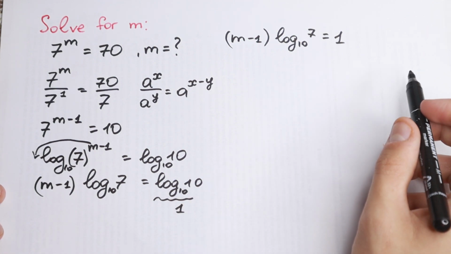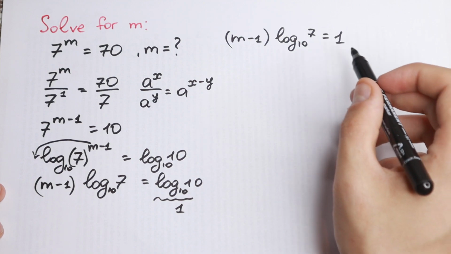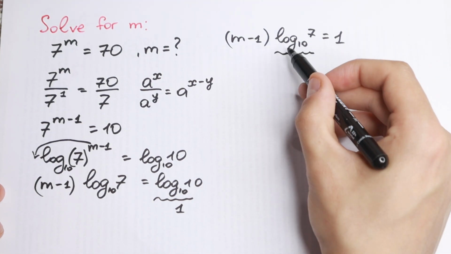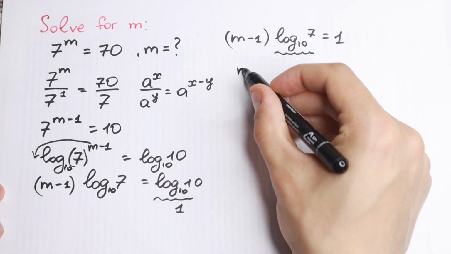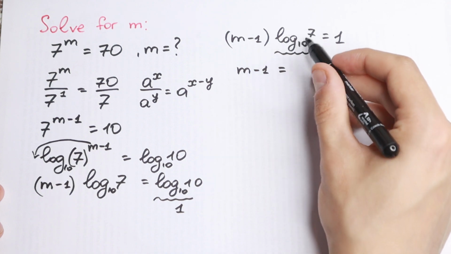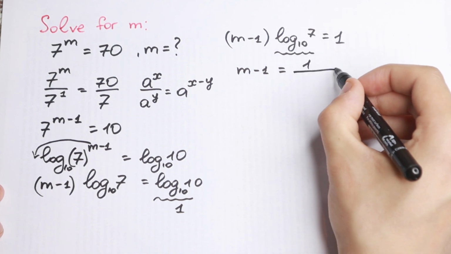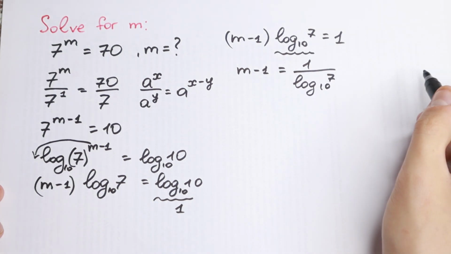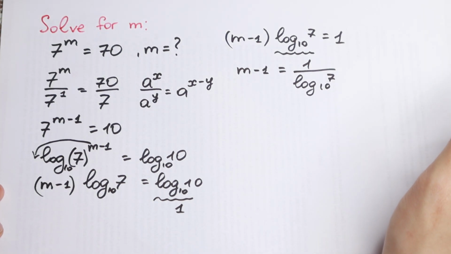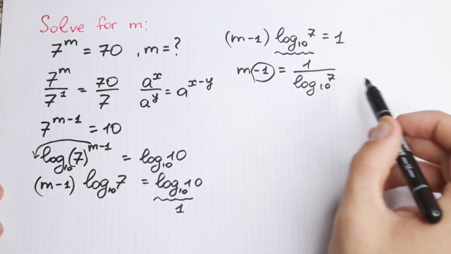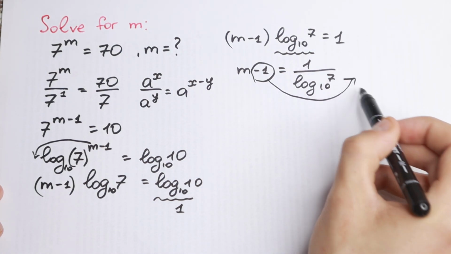But what are we going to do next? Take a look closely at what we will do. We need to divide both sides by this element. We don't need it here. We have only our m, so m minus 1. We divide by this one, but here we will cancel. So as a result, on the right hand side, we will have log 7 base 10. I hope you understand this step. We need only our 1, so we just bring this to the right hand side.